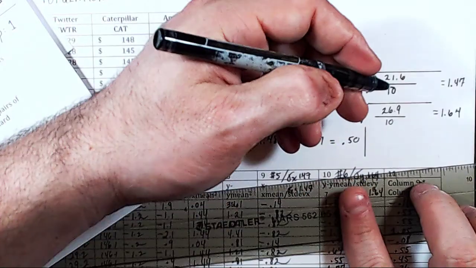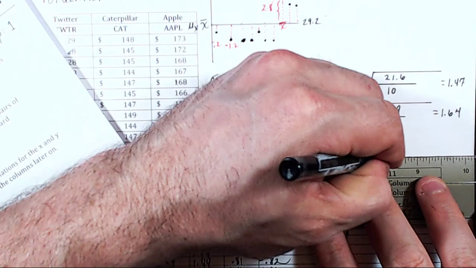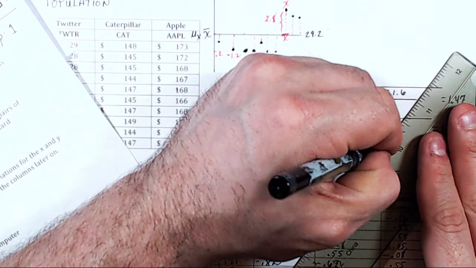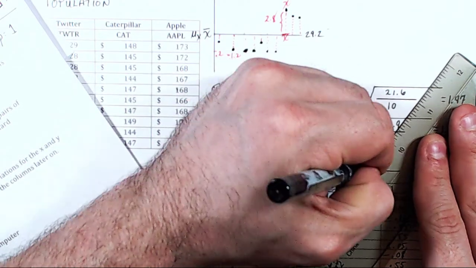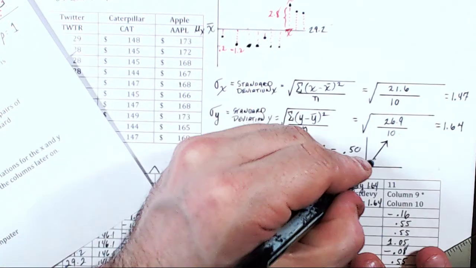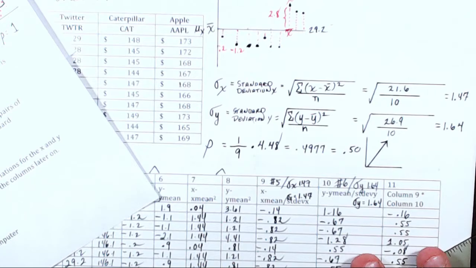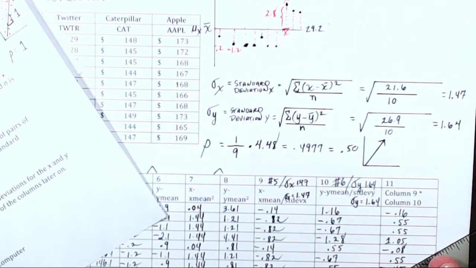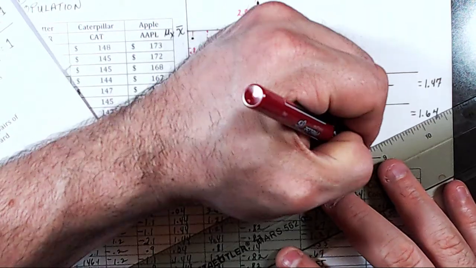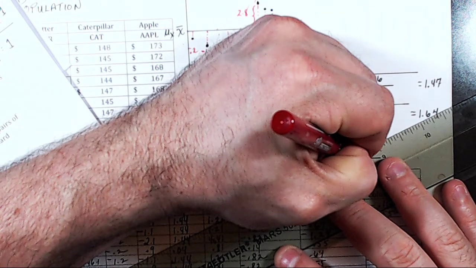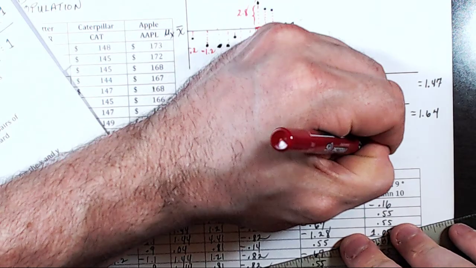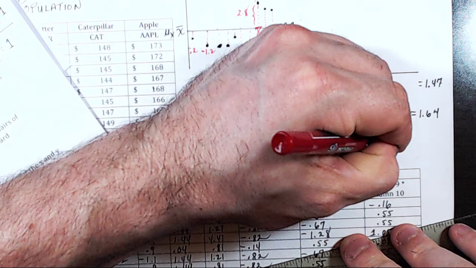Let's take a look at the graph. I want you to see this visually. A perfect correlation would be a 45-degree angle right there. That would be a perfect correlation with the data. But we don't have a perfect correlation. We have a 0.5 correlation, so that splits the difference here. This is our value right there with rho equals 0.5.